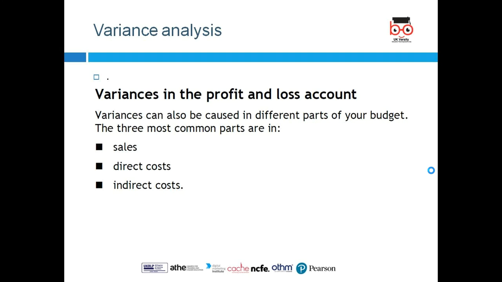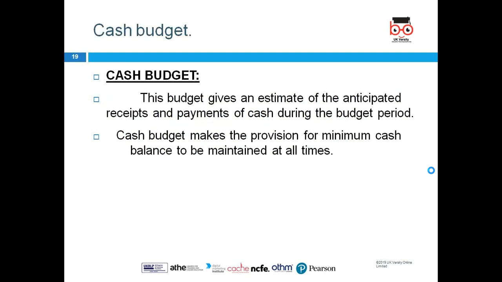Okay, variance in the profit and loss account: sales, direct costs and indirect costs. Direct costs are costs we can trace to a product, like direct material and direct labor. Indirect costs we can't trace, like accountant fees, admin fees and those sorts of costs. Any questions? No? Okay, next we're looking at the cash budget.